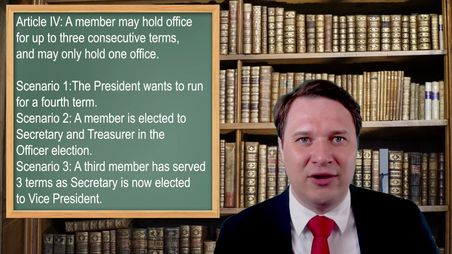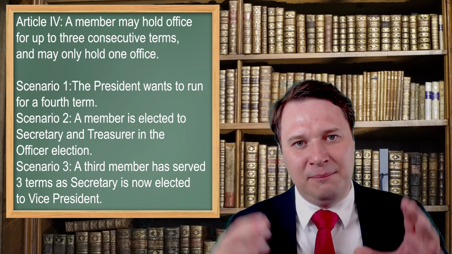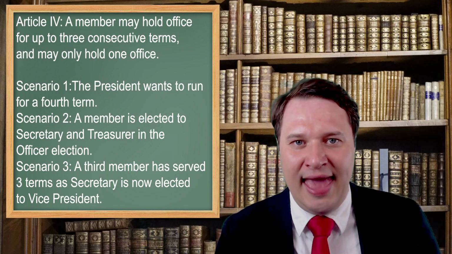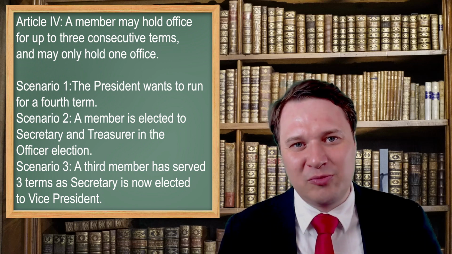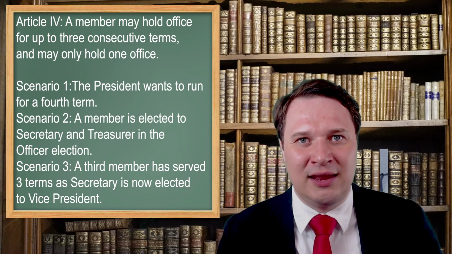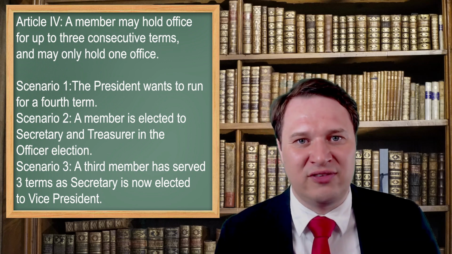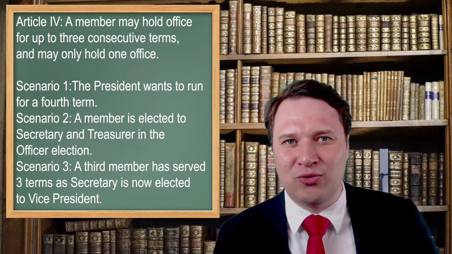How about the next scenario? A member is elected to secretary and treasurer in the officer election. Perhaps all of the officers were on the same ballots and one person got elected secretary and treasurer. Is that allowed? The answer is no, because applying the principle, once again, the bylaws say that a person may only hold 1 office, and so that person would have to choose which office that they're going to serve in. So far, so good.